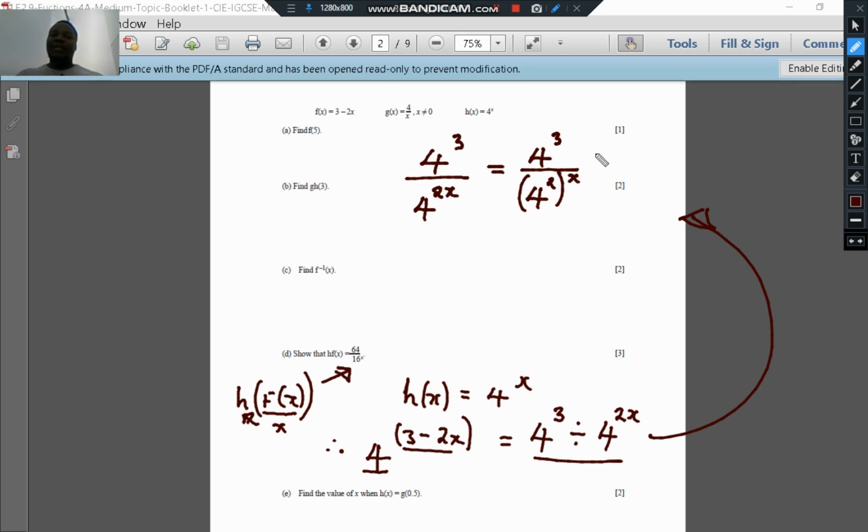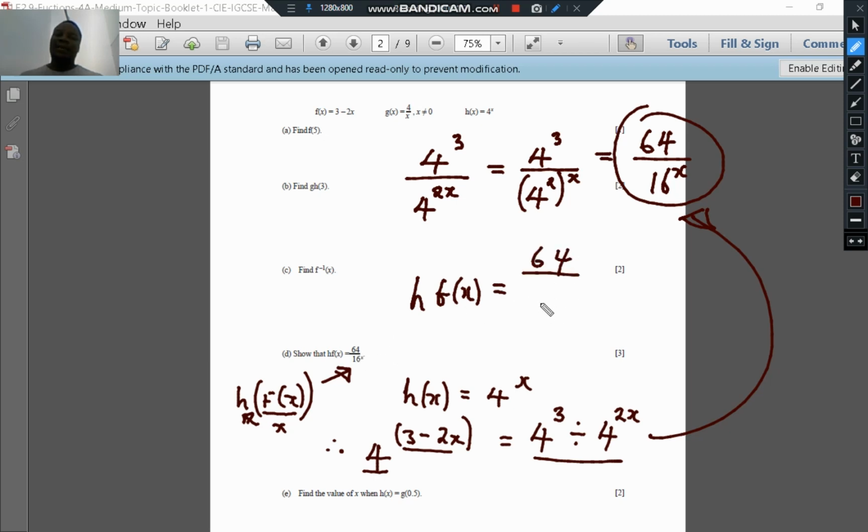So now, if you look at this, 4 to the power of 3 gives me 64, over 4 to the power of 2 which is 16, but there is that x remaining. So you can see that we will have shown that h of f of x is the same as 64 over 16 to the power of x, which is what we were asked to show. Very nice and interesting question.